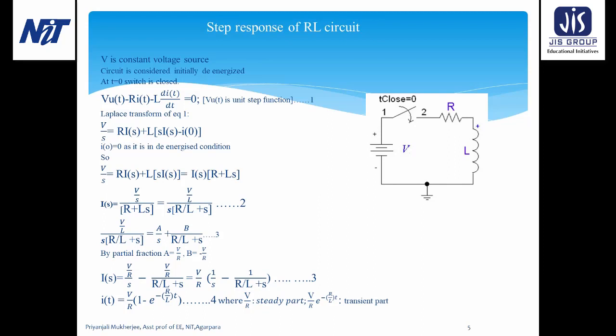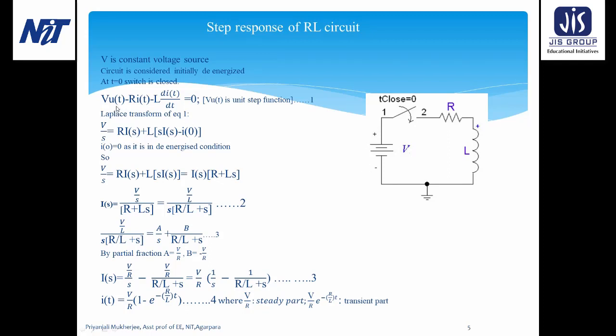So here we are considering a series RL circuit, and we are considering that initially this RL circuit is de-energized, and V is the constant voltage source, and at t equal to 0, the switch is closed, and when the switch is closed, the voltage supply is connected to this RL circuit.